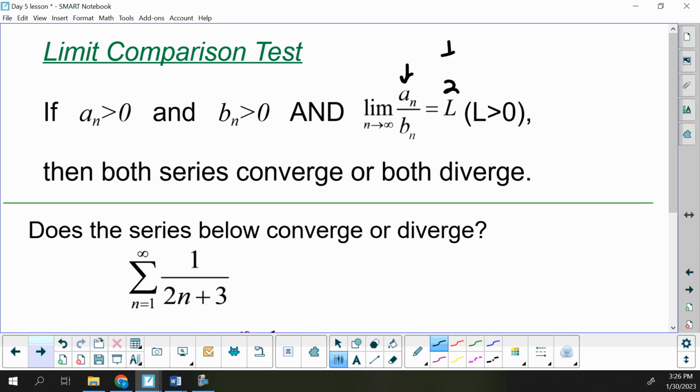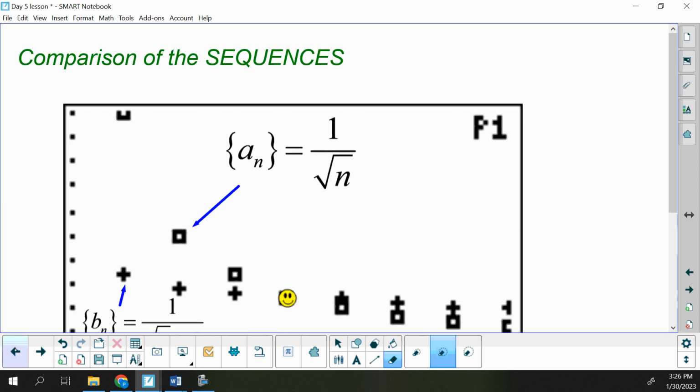If you flip them, you would just get a half, and that's still a positive finite number. So limit comparison test would still apply. So it doesn't matter which order you do it in. Now, I'm going to put this right above, in the space above where it says limit comparison test on yours. But let's show that we could use limit comparison test in the one from the other page.